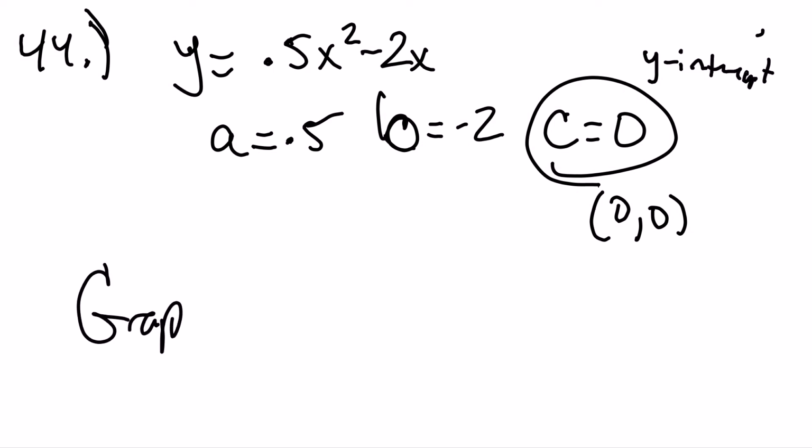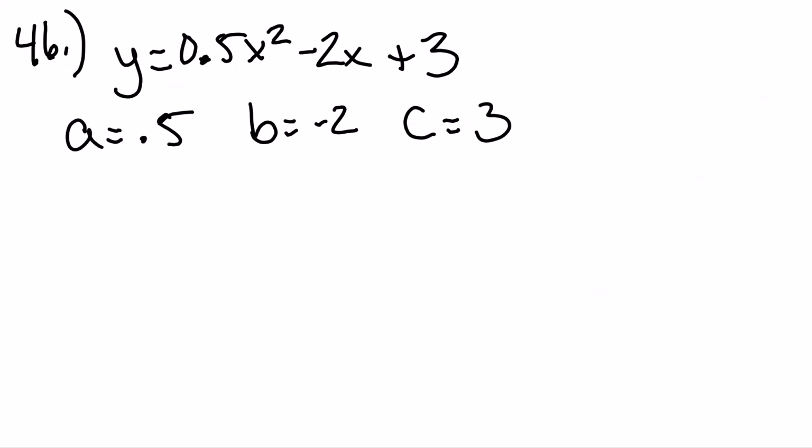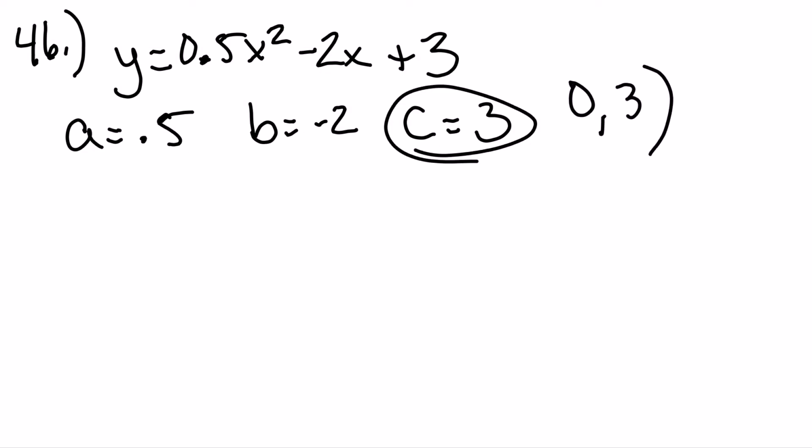Graph C is the only graph that can have 0, 0. So that's it for 46, I did A, B, and C. I know that one of the points on the graph is 0, 3. That's on both A and B. So I'm going to do my next one. I'm going to find the vertex.